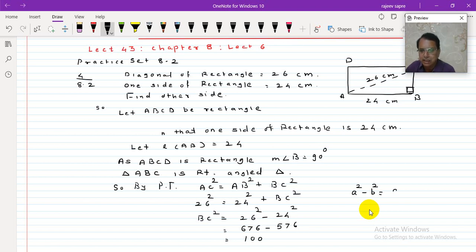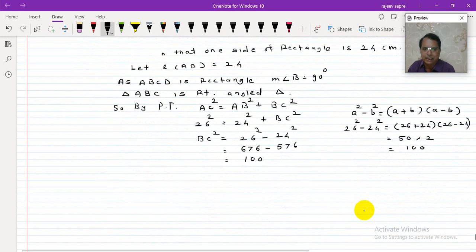Or also you can do like this, you know the formula of A square minus B square. What is that formula? It is A plus B, A minus B. You have already studied this, right? So here 26 squared minus 24 squared, you can write A square minus B square, A plus B. So here it will be 26 plus 24 into 26 minus 24. So what is this? 26 plus 24 is 50, and into this 2. So it becomes 100. So same answer you will get, right?